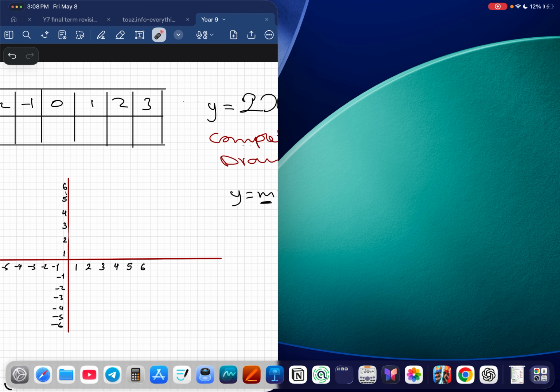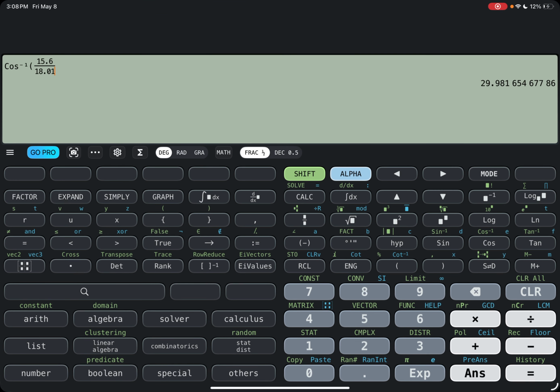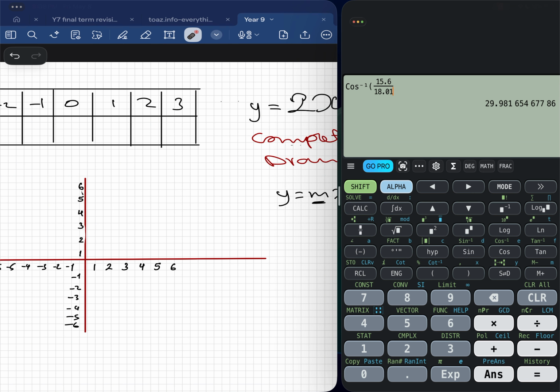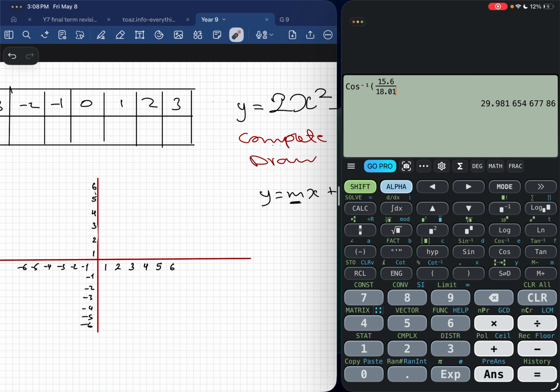And let's open our calculator. And let's put it on the right side, as you can see here, guys. So let's look at what we have. What do we have? Just a second. Alright.